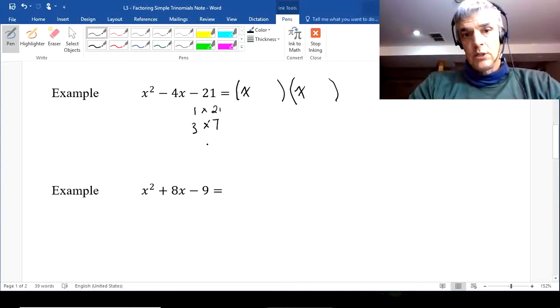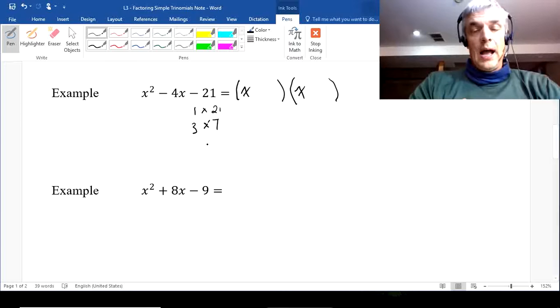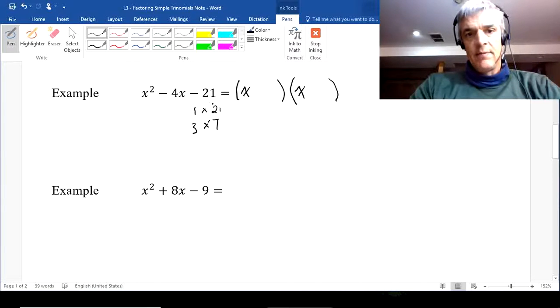2 doesn't multiply by something to give me 21, not whole numbers anyway. So I'm left with these two options. But I see that my 21 is negative. So that means one of these has to be positive and one term has to be negative. So one would have to be either negative and 21 positive or the other way around.